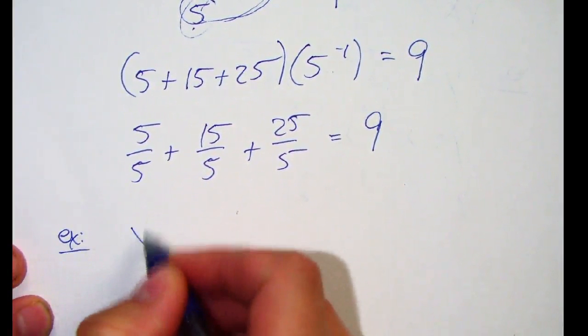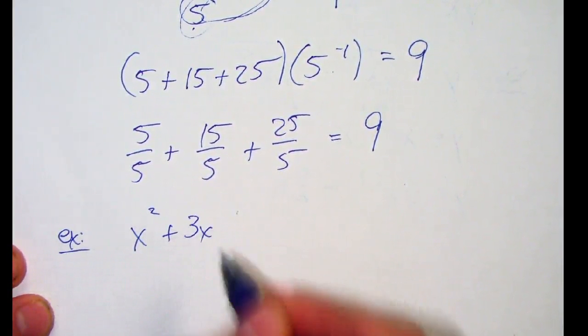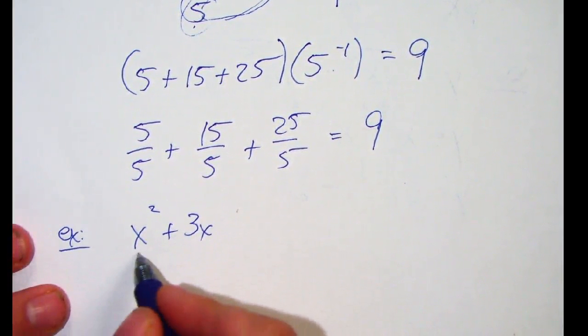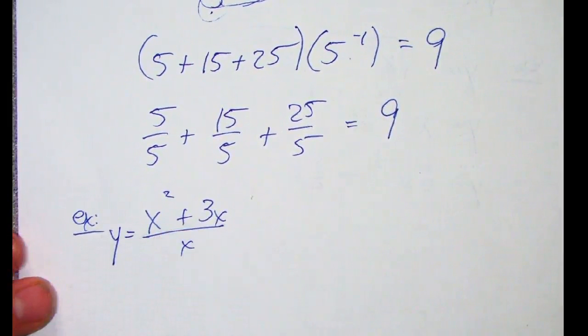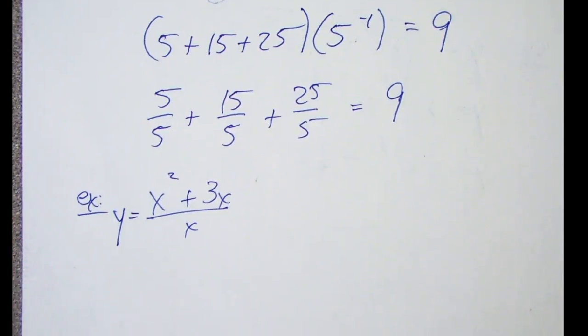So if I give you x squared plus 3x over x, let's say, and ask you to take the derivative. We don't currently have a way to take the derivative if there's an x on the bottom. So there's 2 ways I can fix it, and it's the 2 I just went through.